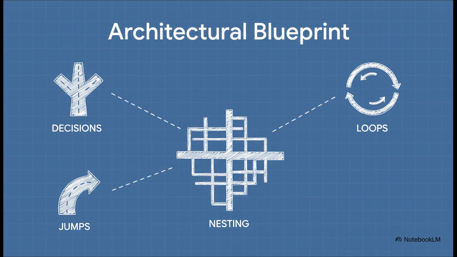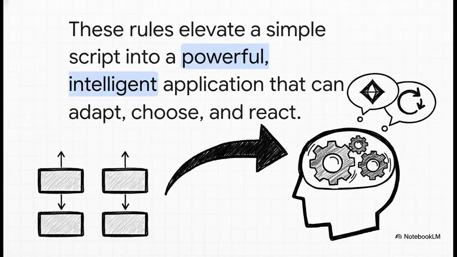And the real magic happens when you start nesting these things, putting loops inside of if statements, putting if statements inside of loops. That's how you go from simple parts to an incredibly complex and powerful city grid. And at the end of the day, that's the real takeaway here. Mastering control flow isn't just about memorizing syntax. It's about learning the fundamental rules of logic that transform a dumb, one-way script into a smart application that can actually adapt, choose, and react to the world.